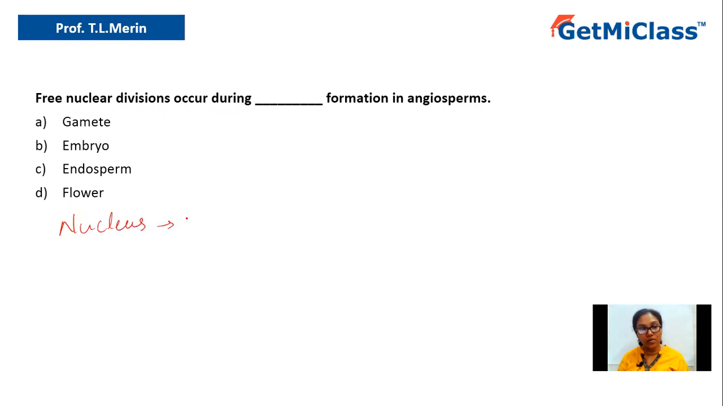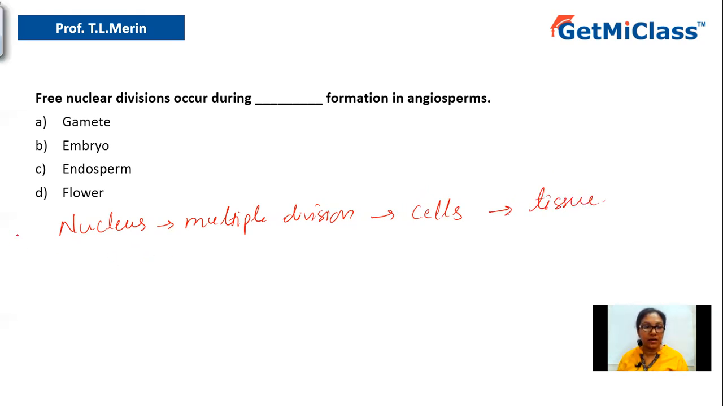The nucleus will undergo multiple divisions, and then each nucleus will get converted. Surrounding each nucleus, the membrane, the cell wall, everything will be formed, and each nucleus will get converted to cells, and these cells will form the tissue. Okay, now we can see free nuclear division. Okay, this is free nuclear division, right? Yes. So we can see such kind of division during endosperm formation.